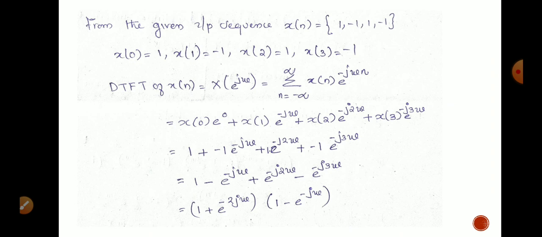We can also rearrange this equation as 1 plus e raised to minus 2j omega into 1 minus e raised to minus j omega.